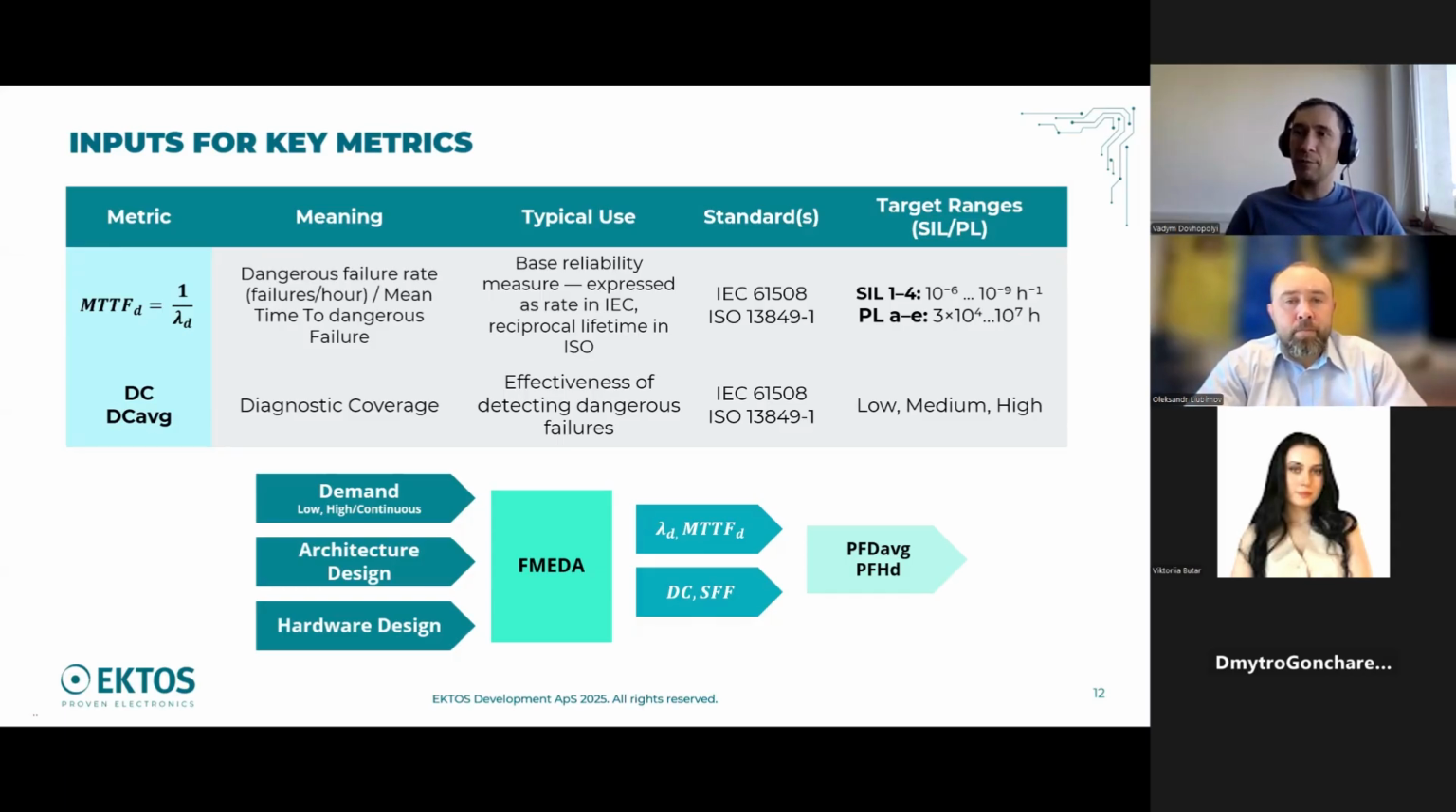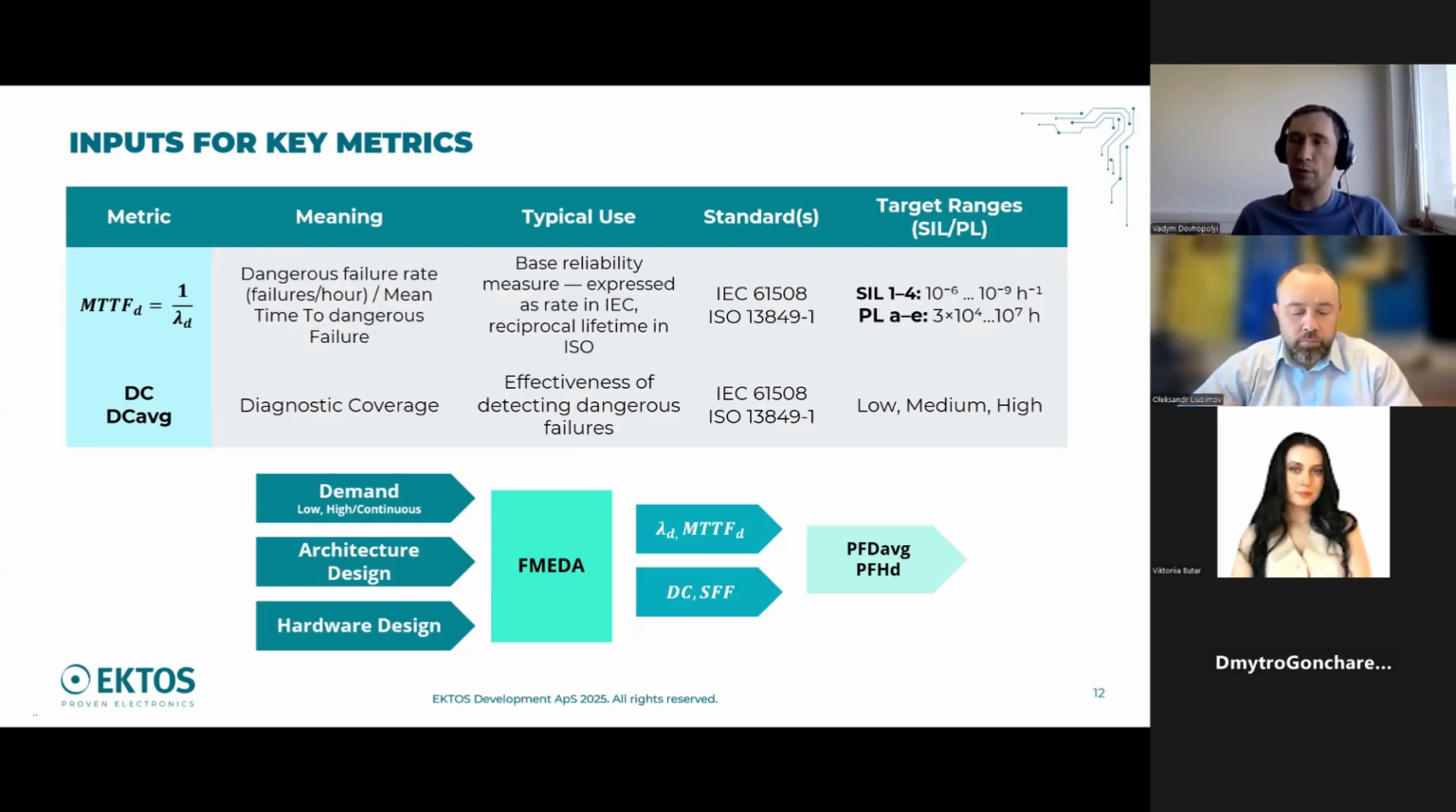And another important thing is diagnostic coverage or safe failure fraction, depending on safety integrity level. And usually in the standards it's divided like low, medium, high. So there are no specific values, especially at the beginning. If you start your project, you need only to define 3 levels for this. And during FMEDA you can calculate this in more detail.